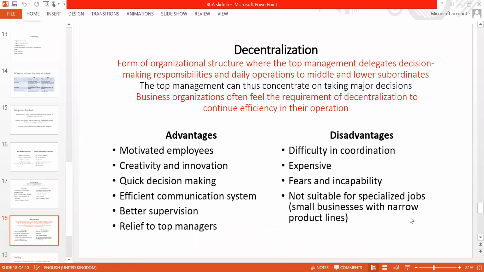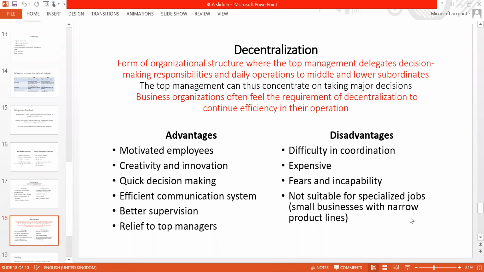And the supervision is better in decentralized because it's a small unit, small division, and the span of control is not that wide. It becomes a small structure, then there is better supervision. If you keep everything centralized, with fewer divisions, it's not possible for top level management to control everything. But if you have a decentralized system, then the supervision is also better.